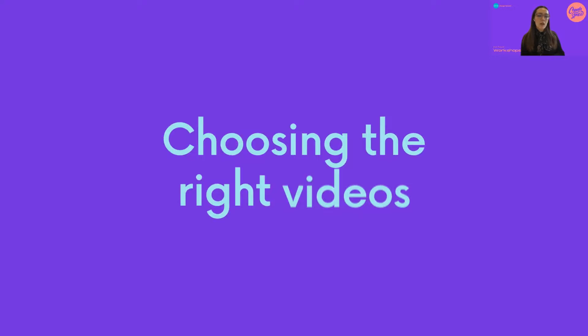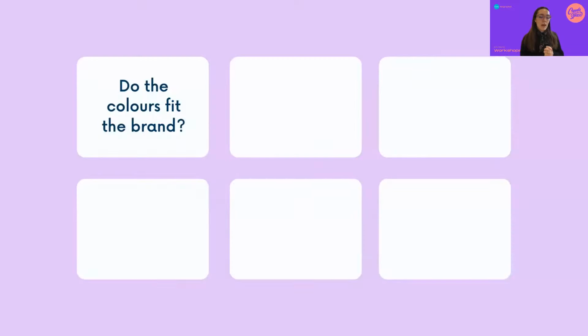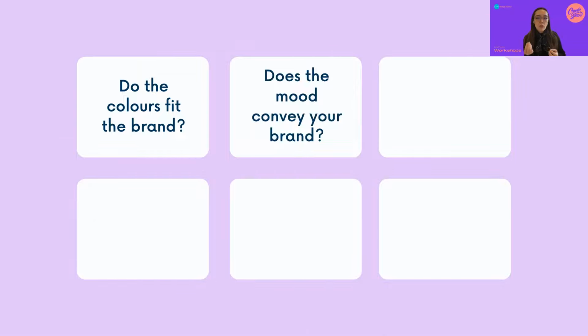And we're going to talk a little bit about choosing the right video for your social media post. So something that we need to think about when choosing the right video is, do the colors fit the brand? Do the colors in the video match the color of your branding or the tone of your brand? You also want to think about, does the mood convey your brand? Think about the personality of your brand. Does the video reflect this?